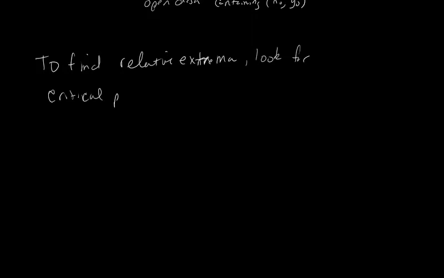To find the relative extrema, we are going to look for the critical points, which I will abbreviate CP. The critical points are where the gradient of our function f is equal to the 0 vector. So the definition of a critical point. Let's go ahead and write that down.